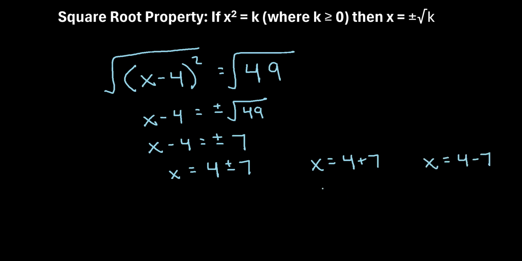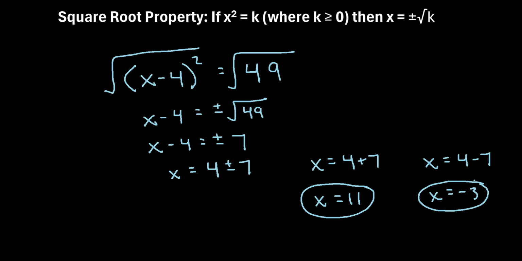So for this first one, 4 plus 7, that's 11. So our first answer is x is equal to 11. On this one, we have x is equal to 4 minus 7, that's negative 3. So here are two possible solutions for x.